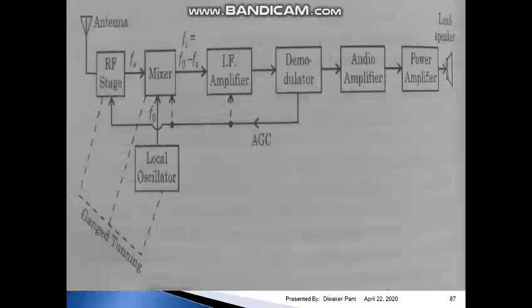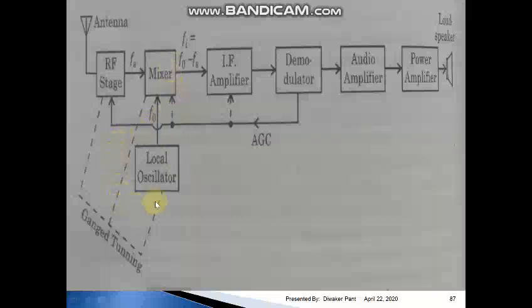That frequency is known as the carrier frequency. Let us suppose the output of this stage is Fs. So this Fs is given to the mixer. Another component of the mixer is the local oscillator. As you know, a local oscillator generates a frequency. Let us suppose the frequency is denoted by Fo.